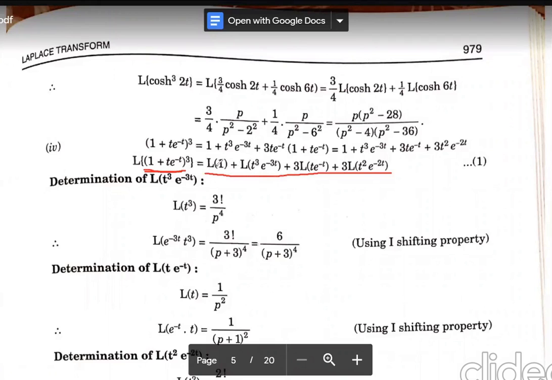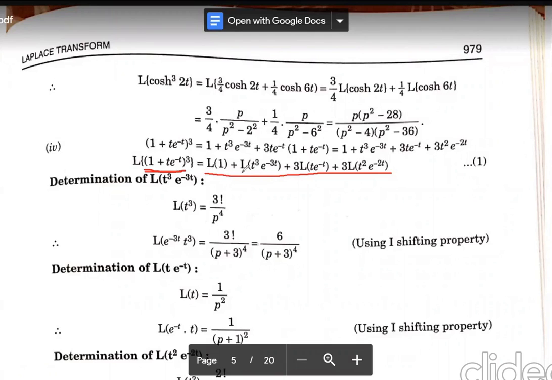So now how many terms are there in total? 4 terms. Separately, you find the Laplace transform of each term and then substitute here, and you will get the required Laplace transform. So let's see here first. The Laplace transform of 1 is very simple. How much is it? 1 by p.